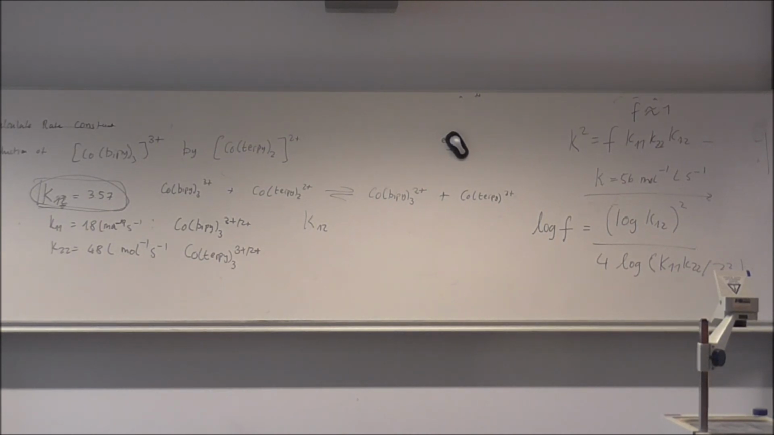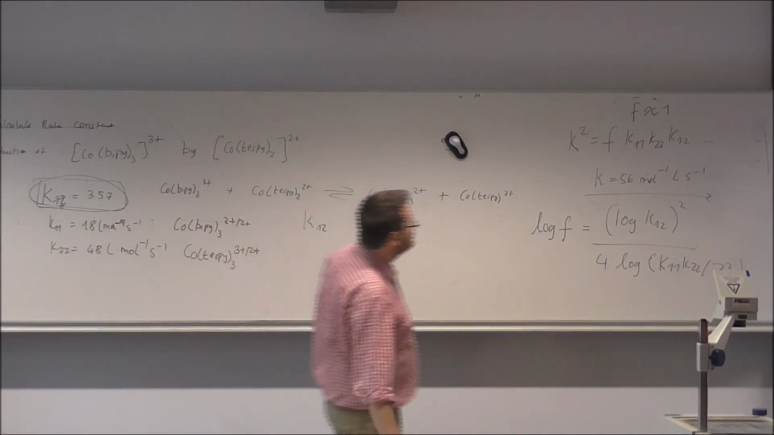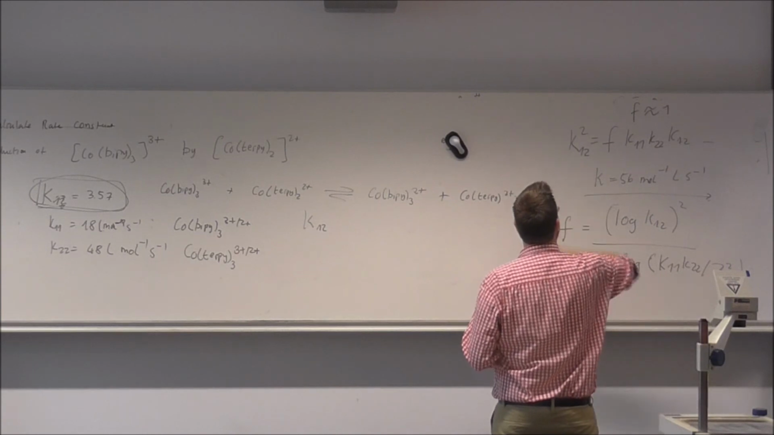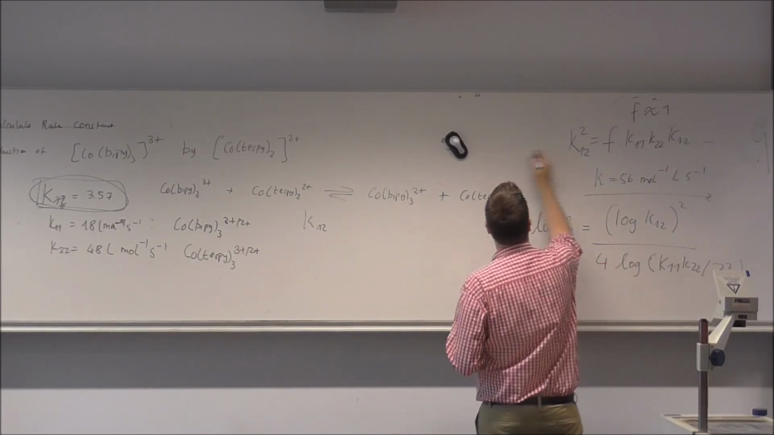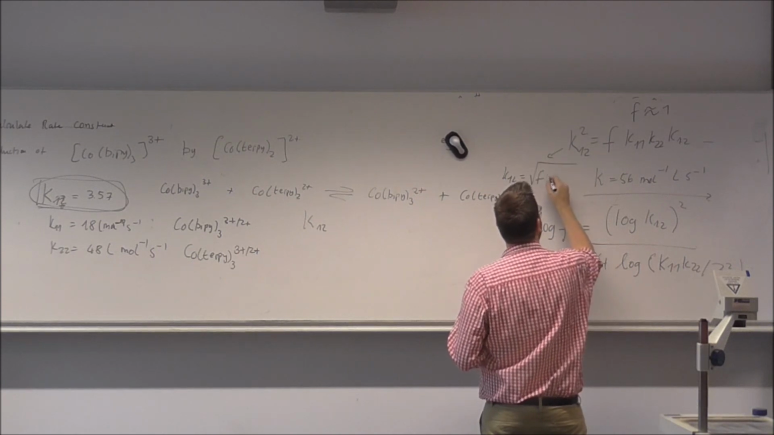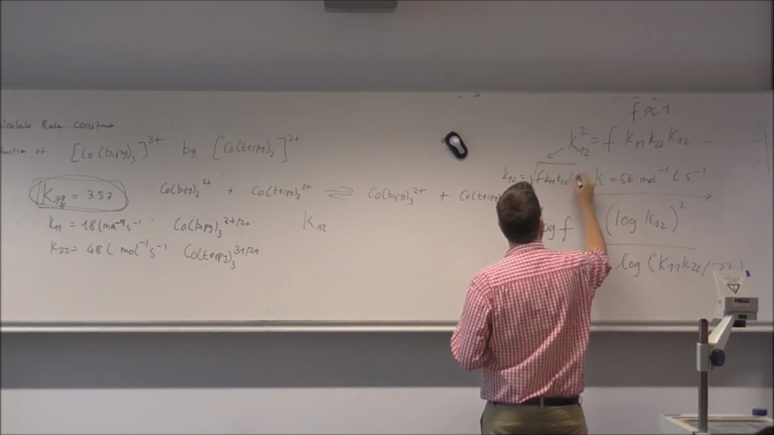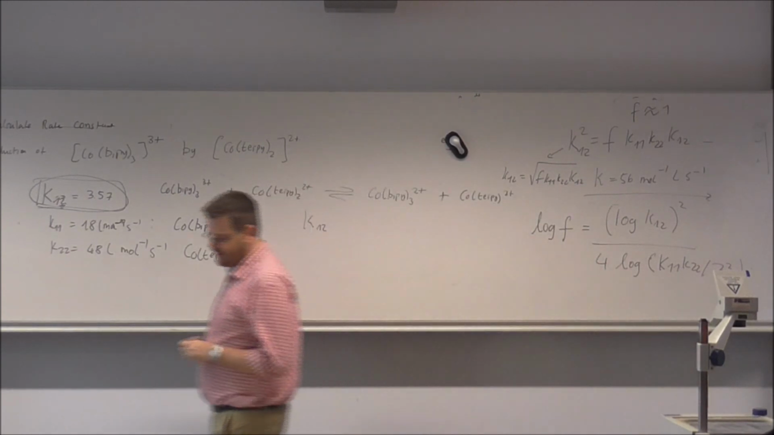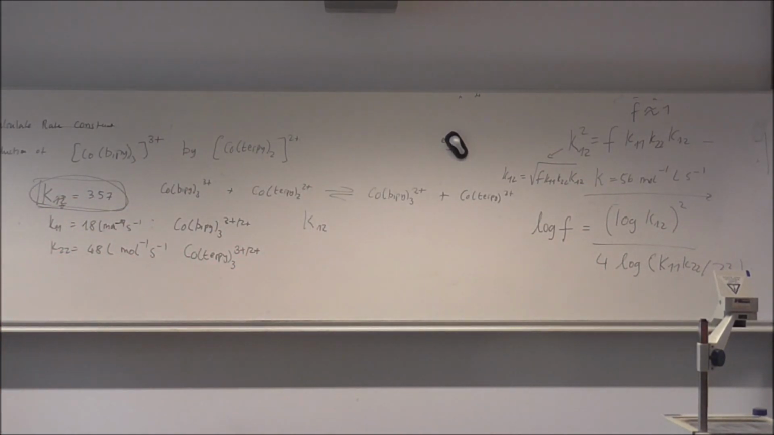The Marcus equation is very simple. It's just the square root of, to get the K, so we're trying to get K12, right? K is the rate constant. So K12 is the square root of F times K11 times K22 times big K12, which is the equilibrium constant. And so that's Marcus theory.